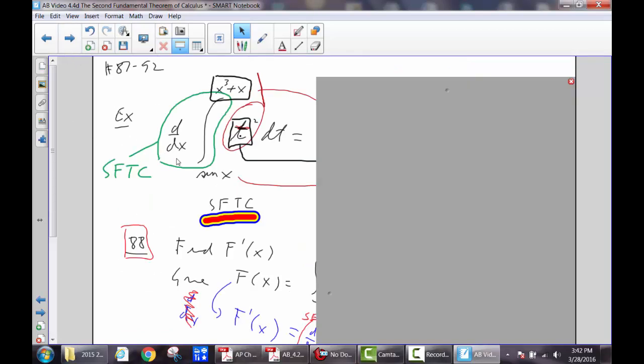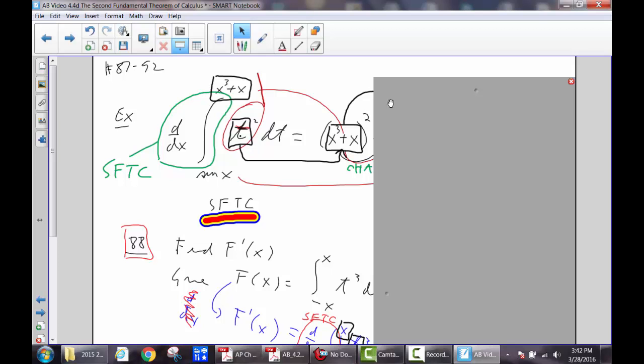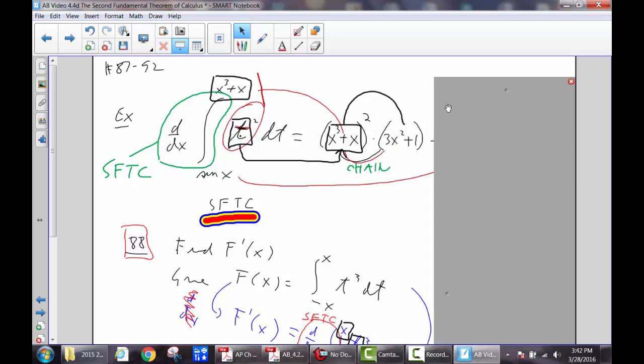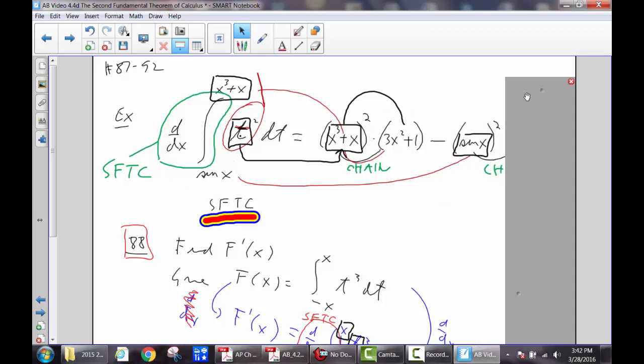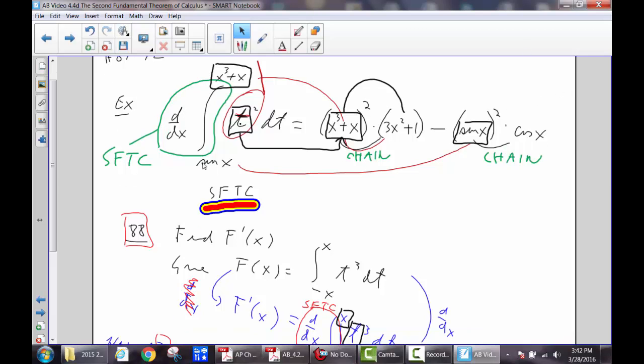Okay, so here's an example. What's d dx of the integral from sine x to x cubed plus x of t squared dt? Again, up to you to notice that this is second fundamental theorem of calculus. So the answer is going to be this function where I replace the t by the top guy times the derivative of that top guy, minus, and then I'm going to take this function, replace the t by the bottom guy, which is sine x, times the derivative of sine x, which is cosine x.